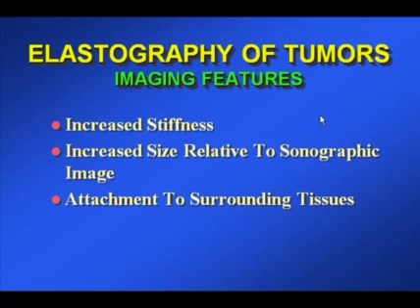Another feature that is seen on elastography of tumors is that they have increased size often relative to their sonographic image. This is particularly true in the breast, but is true to a lesser extent in some other organs. The final feature is malignant tumors often attach themselves to the surrounding tissues, and there are certain techniques that can be used to image this degree of attachment.